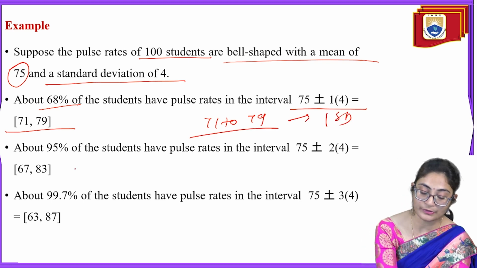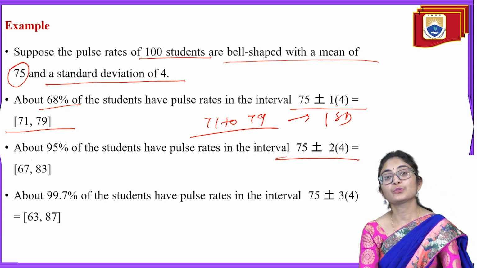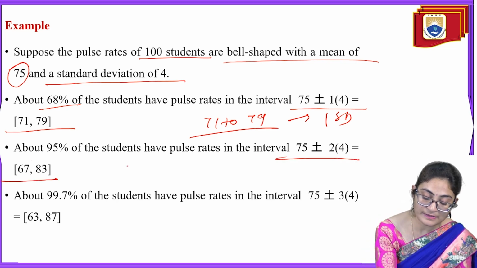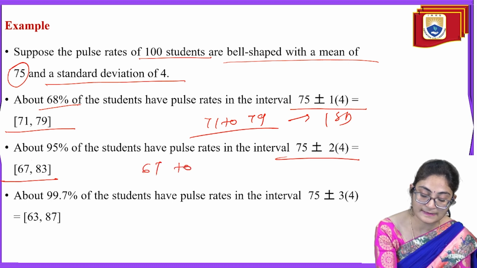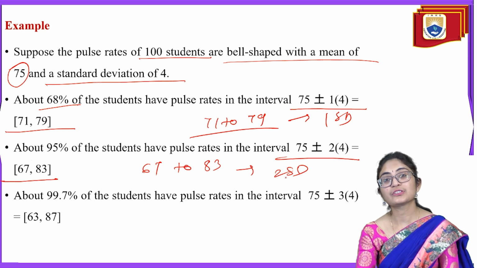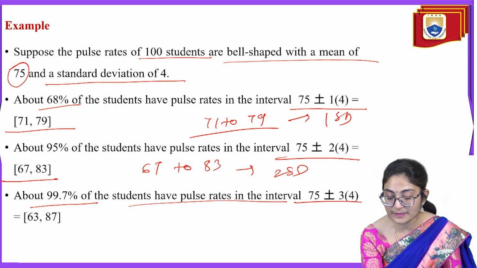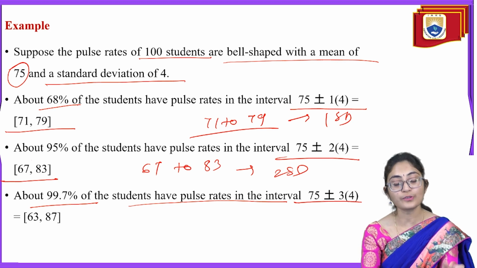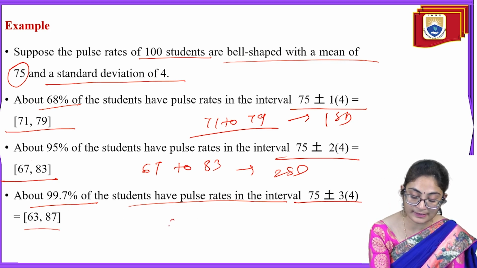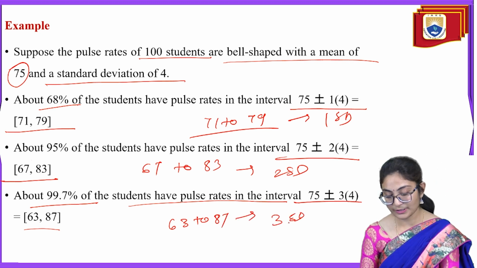Then 95% of the students have a pulse rate in the interval 75 plus minus 2 into 4. Now again our range is changing, that is 67 to 83. This is your 2 standard deviation. Then again 99.7% of students have a pulse rate in the interval 75 plus minus 3 into 4. So you get the range 63 to 87. That means 3 standard deviation.